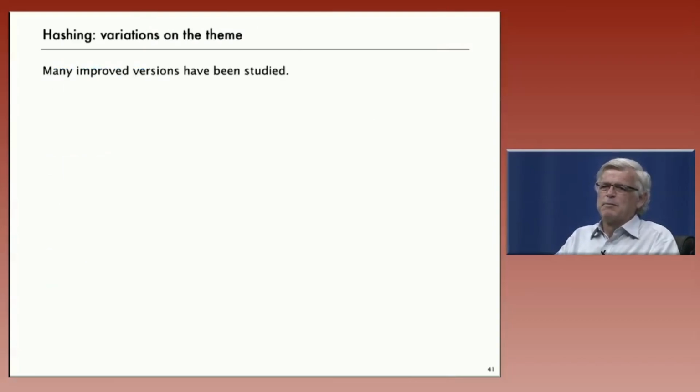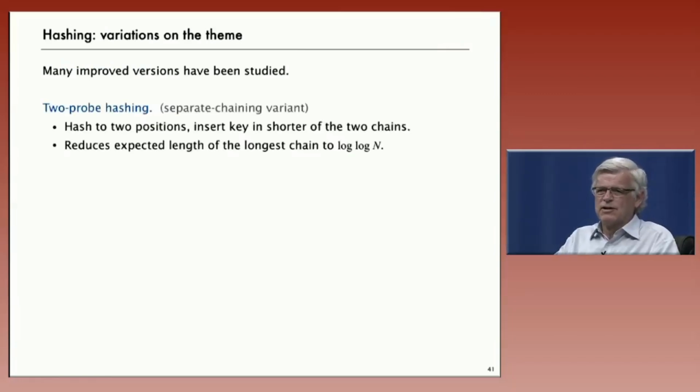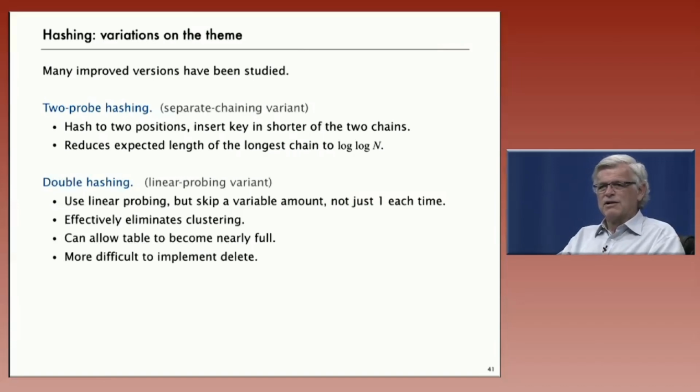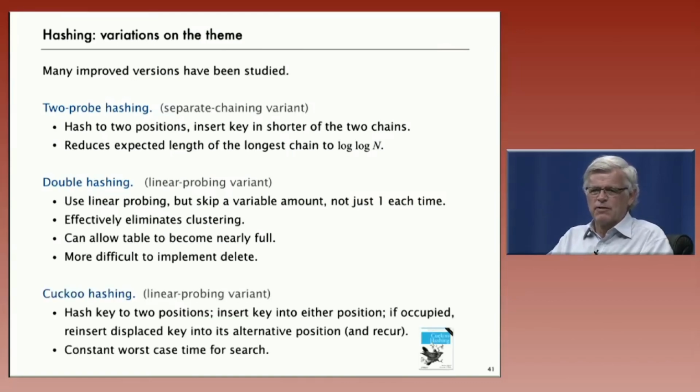And as I mentioned, there's been many improved versions of hashing that have been studied. I mentioned the two-probe or double hashing version. Another way to use two hash functions is just to hash to two positions and put the key in the shorter of the two chains. In that case, then the expected length of the longest chain will be log n, which is quite an improvement. You get constant time expected and log n worst case. Double hashing is the variant of linear probing where you just skip a variable amount, not one each time, and that pretty much wipes out clustering, but it is more difficult to implement delete for that one.